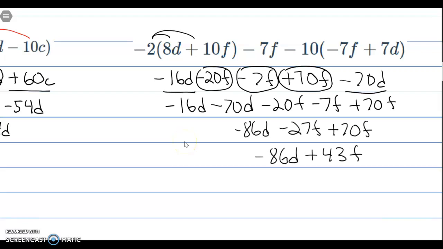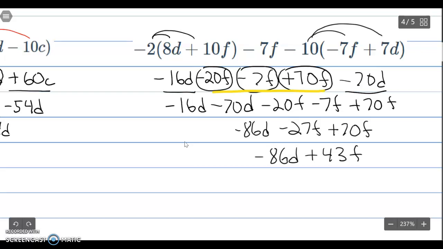All right, so here we go. You should get negative 86d plus 43f. First you distribute. I didn't put it on all of this, but we distribute the negative 2 and the negative 10, and we get this right here. Then I identified my like terms, with the 16d and the negative 70d, and circled all the f's. Then I rearranged them, placing this negative 70d in front, then negative 20f, negative 7f, plus positive 70f, and just put those right here.